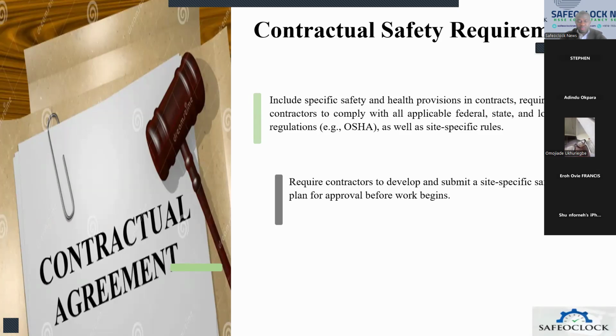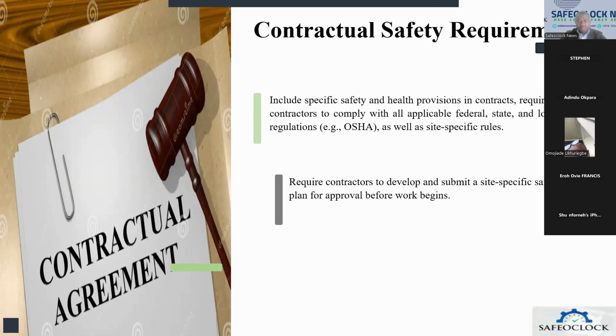All those things need to be included in the contractual safety requirement, so that once there's a breach of this requirement, you have every right to terminate the contract, and you have every right to even sue the contractor as well. So I think all these things are very important, because if we continue to enhance this aspect of contractor management, this will help us reduce accidents to the barest minimum.